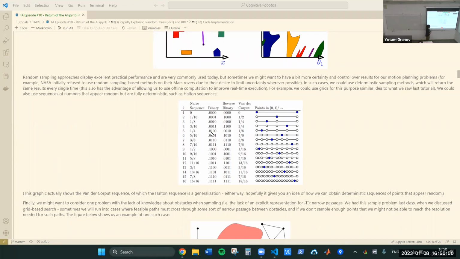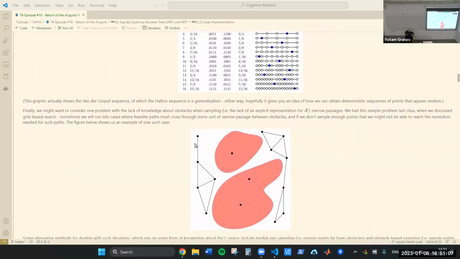Other examples are things like Halton sequences. This is just a clever way to create a deterministic sequence of numbers that looks random. So these points will appear random, but actually they're following a very strict pattern that's replicable every single time. We're not going to discuss this too much, but I thought it's worth noting.